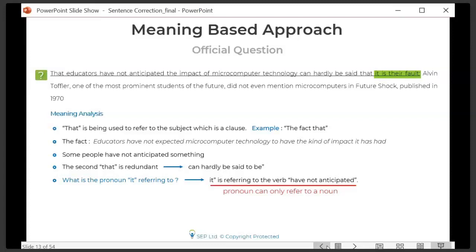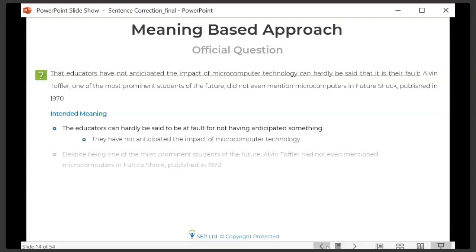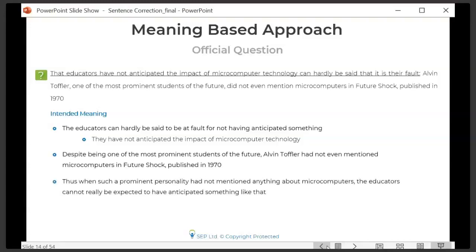Okay. So what was the intended meaning then? The intended meaning was the fact that the educators have not anticipated something, that fact, okay, that not having anticipated something is not the fault of the educators. So the educators can hardly be said to be at fault for not having anticipated something, all right? And the other part of the intended meaning was, what is the purpose of the Alvin Toffler sentence? Well, it is saying that Alvin Toffler, such a prominent student of the future, did not anticipate this. So how can we blame the educators for not anticipating it? All right, that is the flavor.